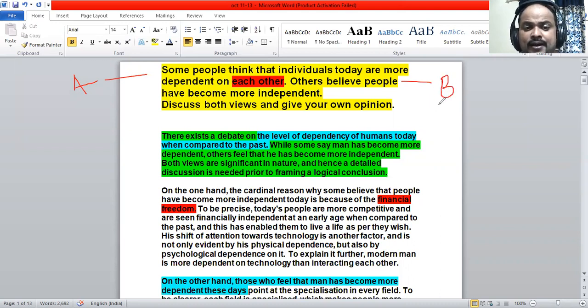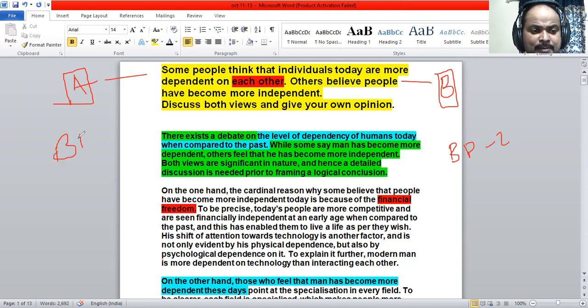So if we are going ahead with B, if this is your opinion, if you are agreeing to B, not A, it should be presented in body paragraph 2. If you are agreeing to argument number A, then again you have to place it in body paragraph 2. And if you have a neutral opinion, you can present it in either body paragraph 1 or 2.